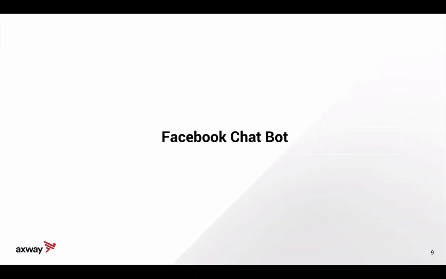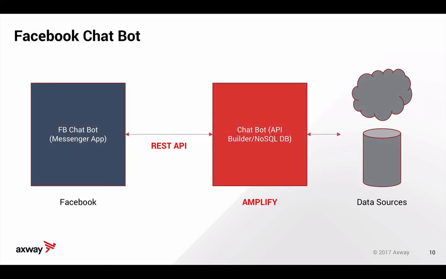Now let's talk about building a Facebook chatbot in API Builder. This is a diagram of the high-level data flow. Basically, we have a Messenger app in Facebook, which is tied to a Facebook page, and it needs to make API calls to our chatbot implementation, which will be in API Builder, optionally using the NoSQL database and connectors to other backend data sources. That's the basic idea. A Facebook application using Messenger requires webhooks to communicate with the chatbot implementation, and in Amplify we're going to implement those webhooks as custom APIs.